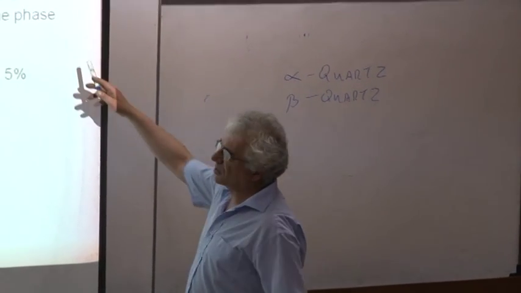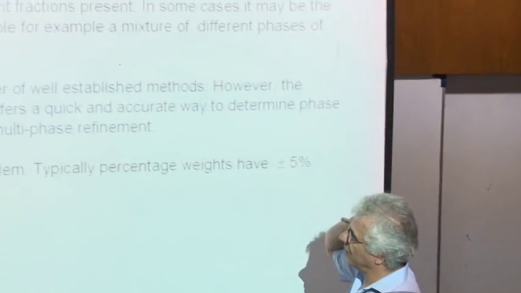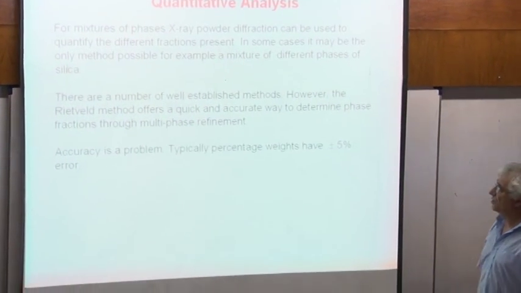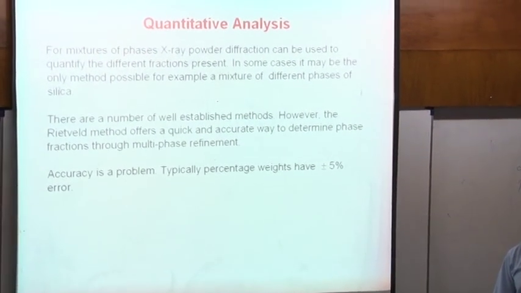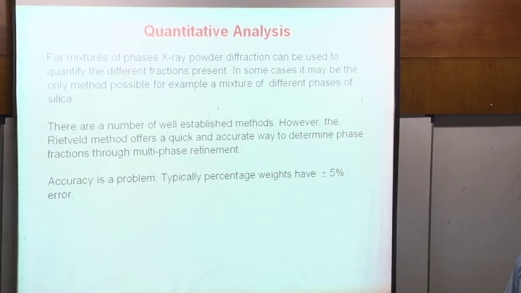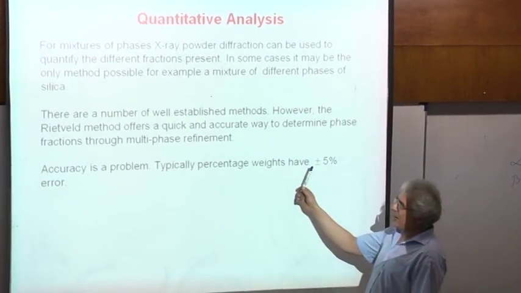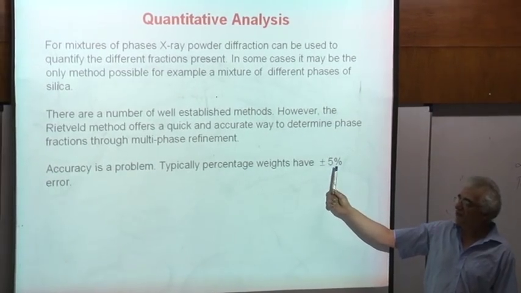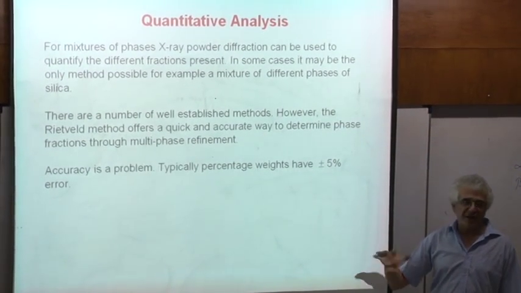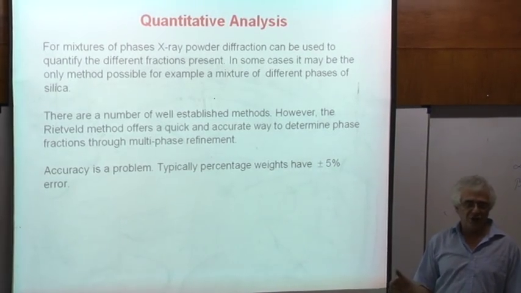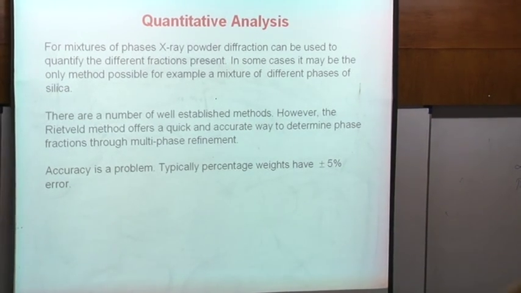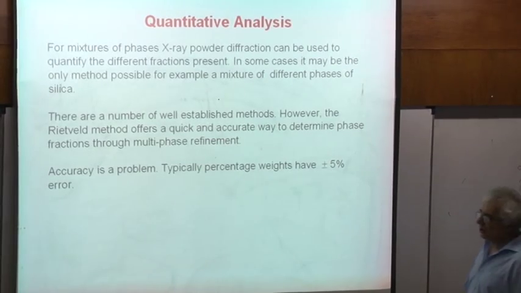There are lots of well-established methods. The Rietveld method offers a quick and accurate way to determine the phase fractions through multi-phase refinement. But accuracy is a problem. So typically percentage weights are plus or minus 5%. It's the normal detection limit for X-ray. So you have to be a little bit careful, but you can use it.